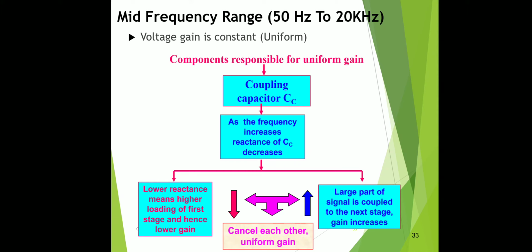At the same time, because of this low reactance, more signal is applied to the next stage. With this, the gain is increasing. So with one reason the gain is increasing, with another reason the gain is decreasing, so both are compensating, cancelling each other. With this, the gain is constant in this mid frequency range.